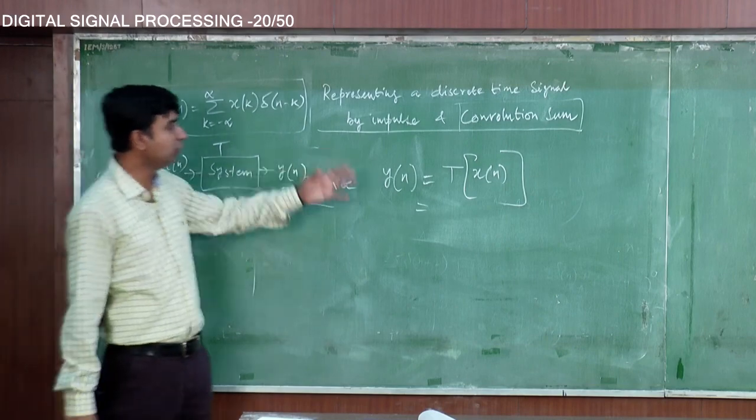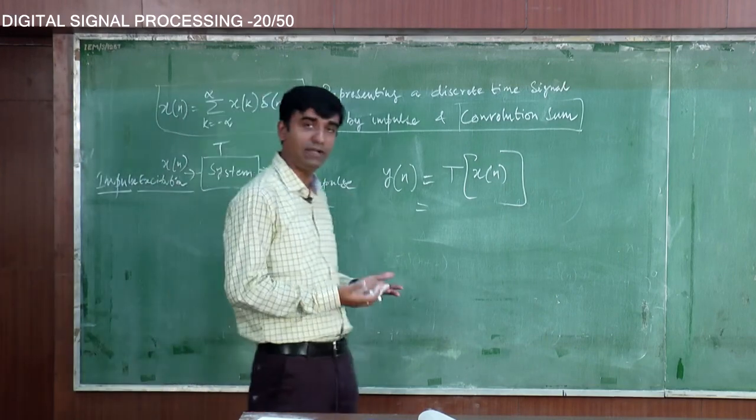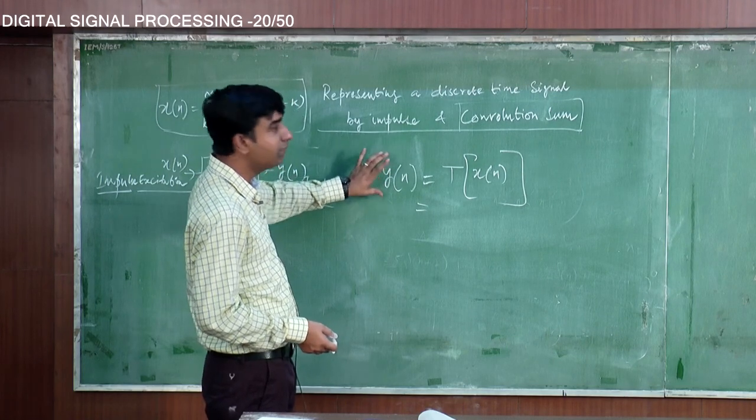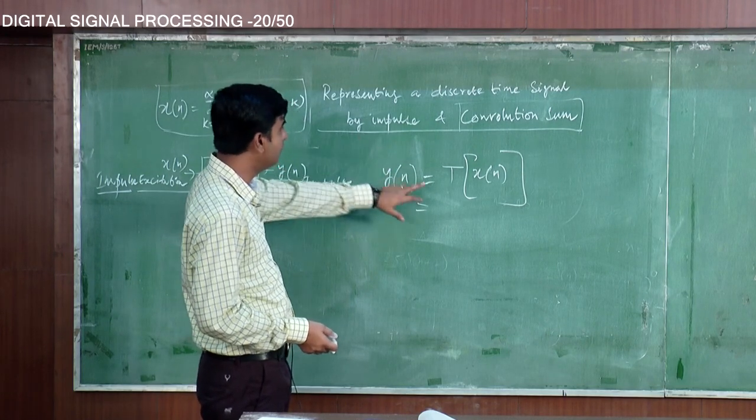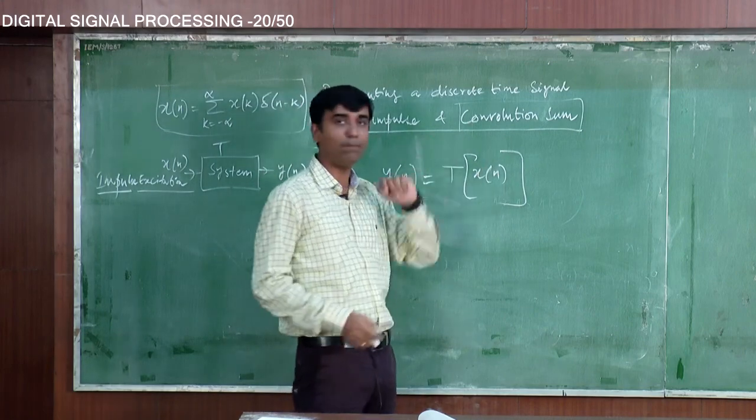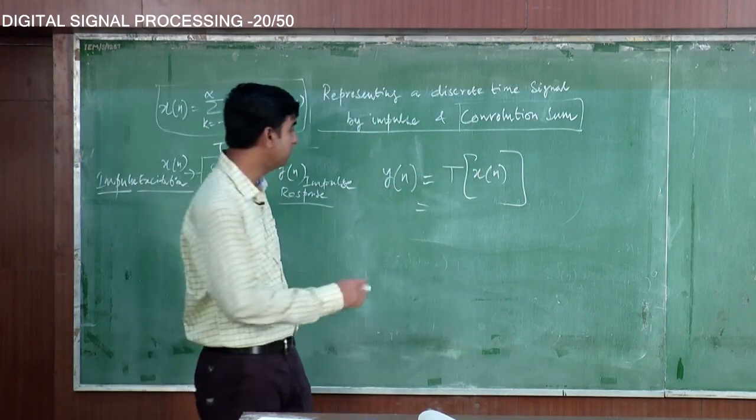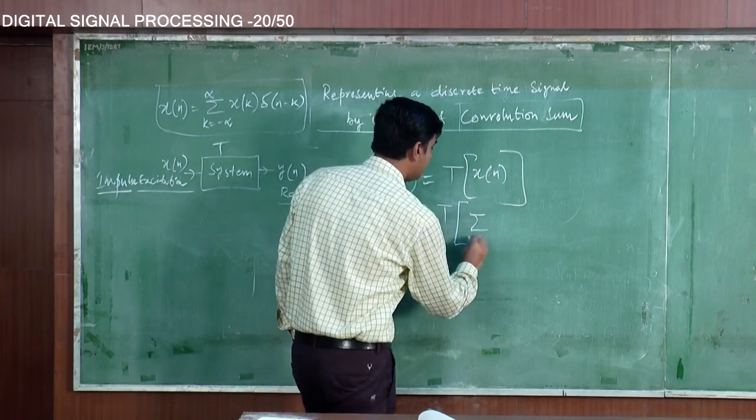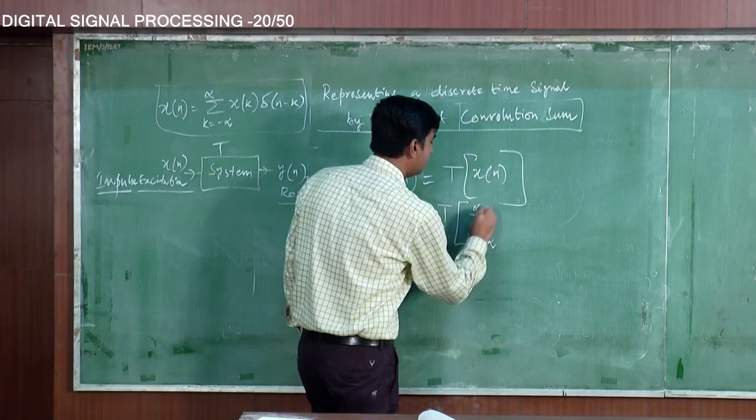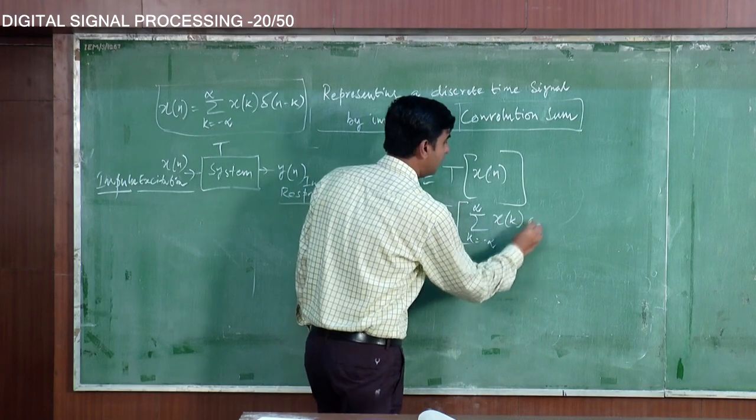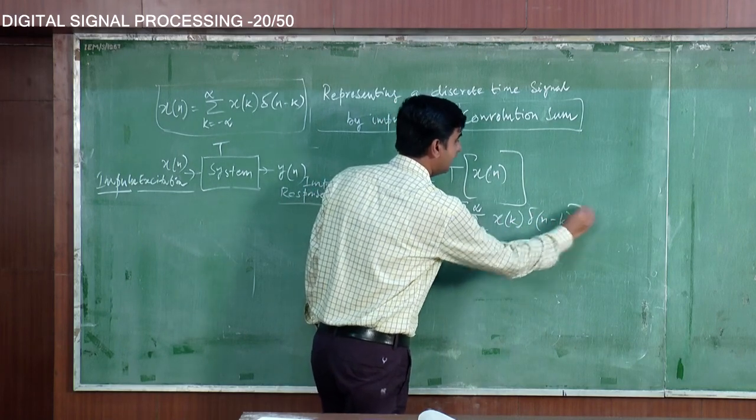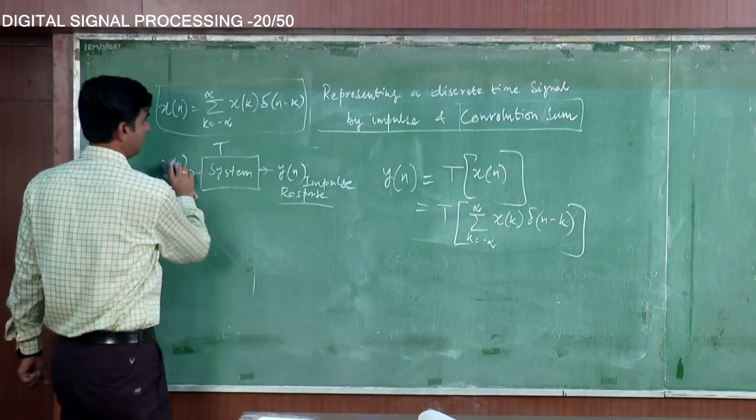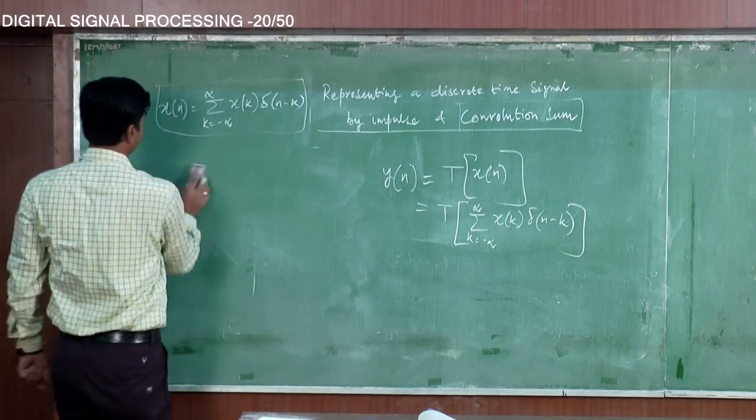Now, let us come down to this: what is convolution sum and its mathematical expression. So, y[n], the output of any given system, is given by y[n] equal to the transformation applied to x[n]. x[n] is the input, and by now we know that x[n] can be represented as the summation over k from minus infinity to infinity of x[k] δ[n minus k].